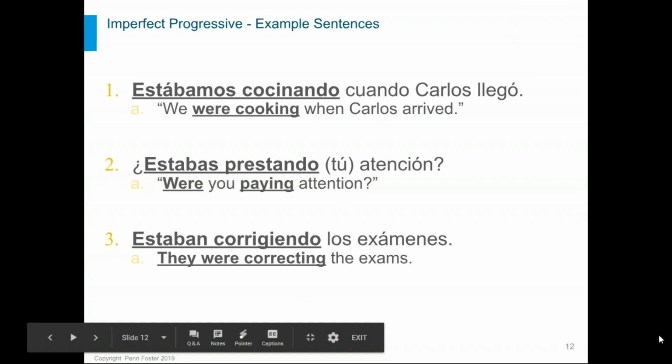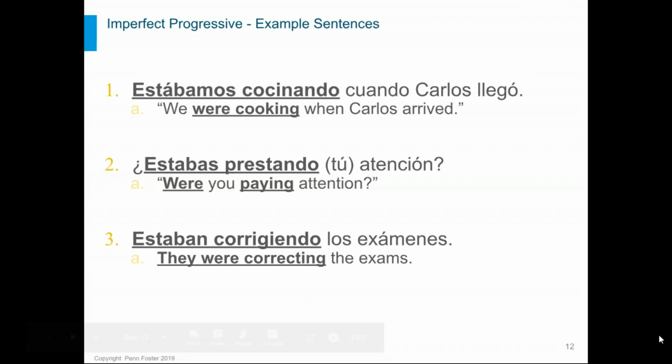And to wrap up imperfect progressive, here are a few examples. First, plural being expressed in number 1: We were cooking when Carlos arrived. Typically, imperfect progressive and any imperfect tense deals with something that was ongoing while another action happened. Not always, but pretty commonly seen.